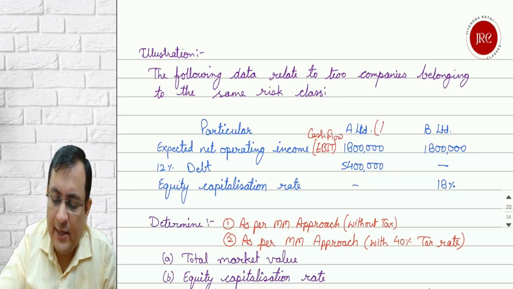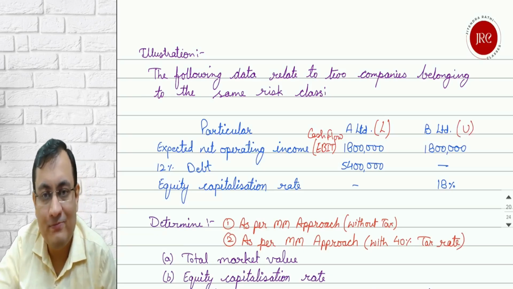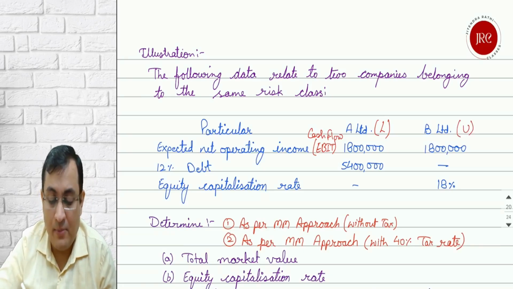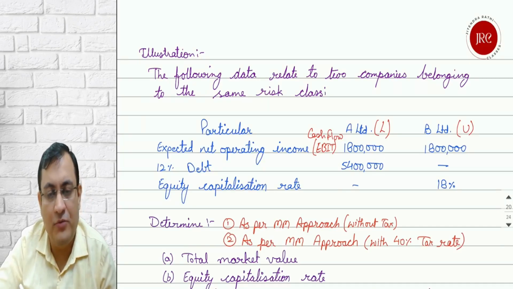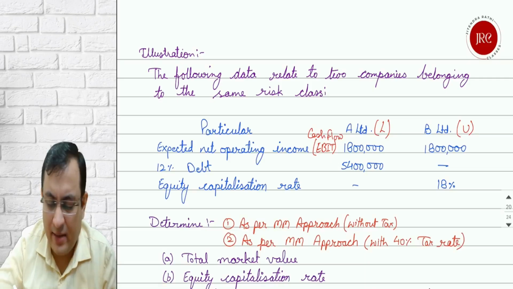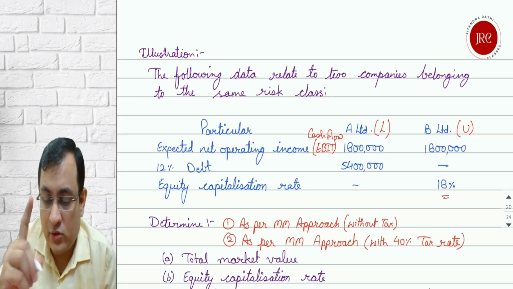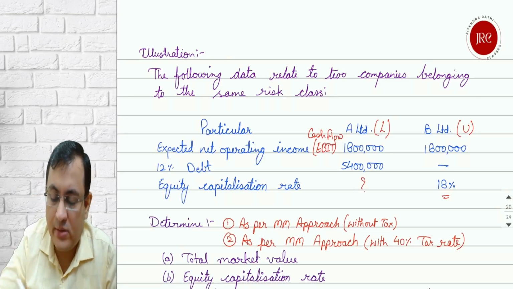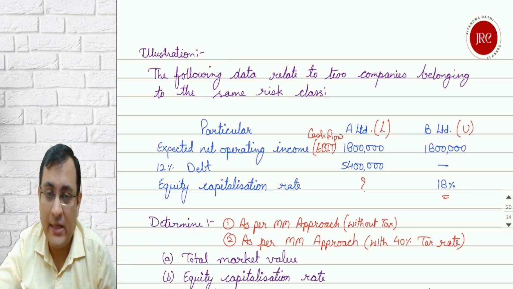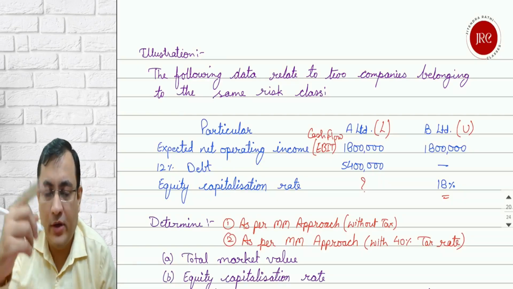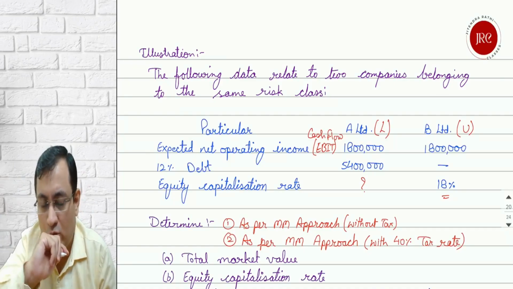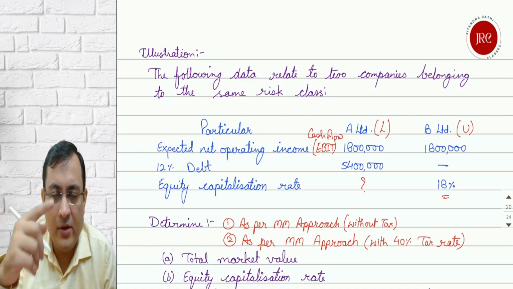Now, company A is a levered company and company B is an unlevered company with no debt. Company A has 12% debt of 54 lakhs. Company B, being an unlevered company, has a cost of equity capitalization rate of 18%. A Limited's cost of equity is not going to be 18%. It is a question mark. As the debt increases, the cost of equity will increase. That is proposition 2, to offset the benefit of cost of debt.